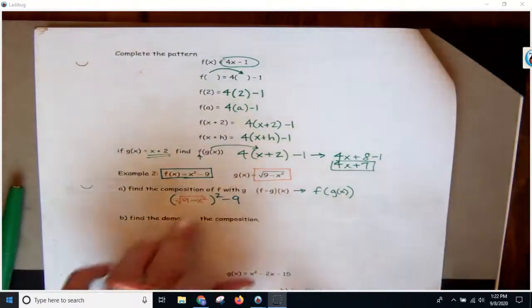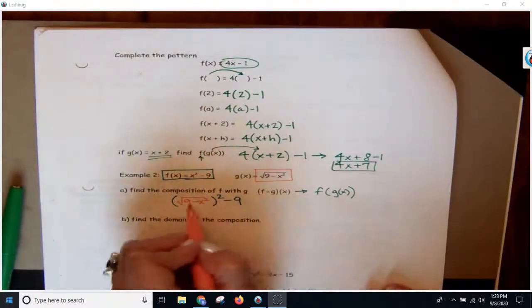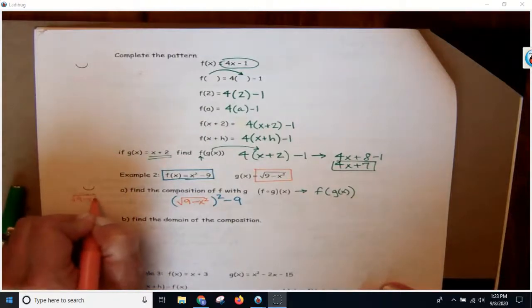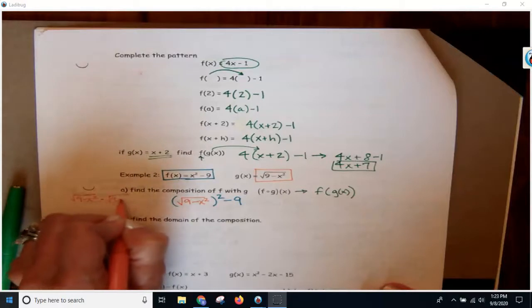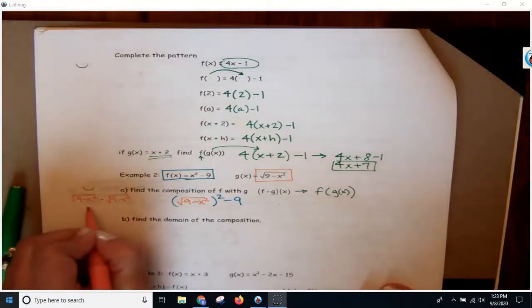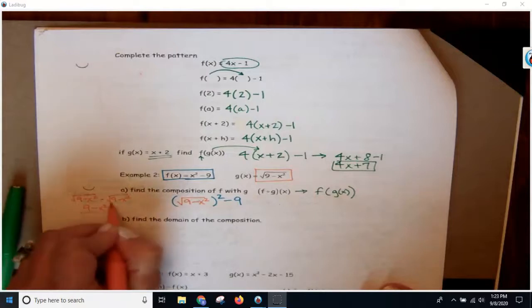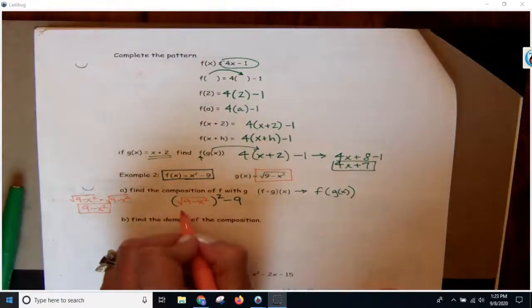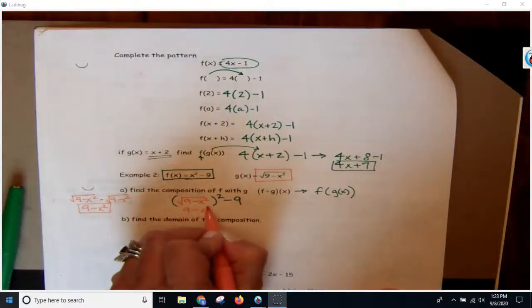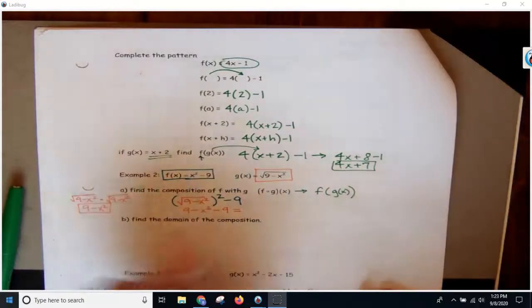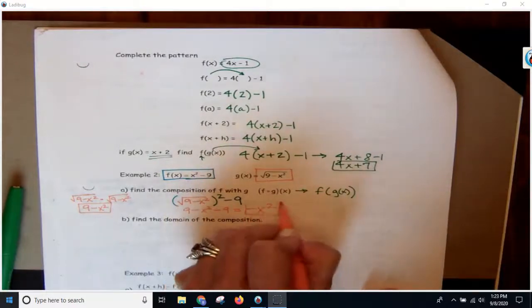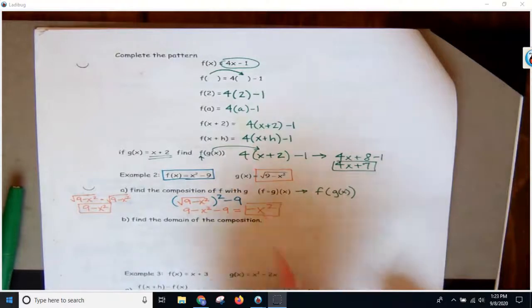Now, when I square the square root, hopefully you know that when I multiply the square root of 9 minus x squared times the square root of 9 minus x squared, it should equal 9 minus x squared. Hopefully you know that. If you don't, well, there you go. So I'm going to get 9 minus x squared minus 9. 9 minus 9 is 0, so I get negative x squared. Alright, so the composition of f of g of x is negative x squared.